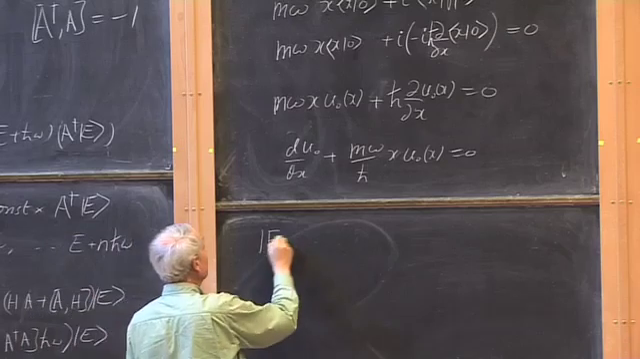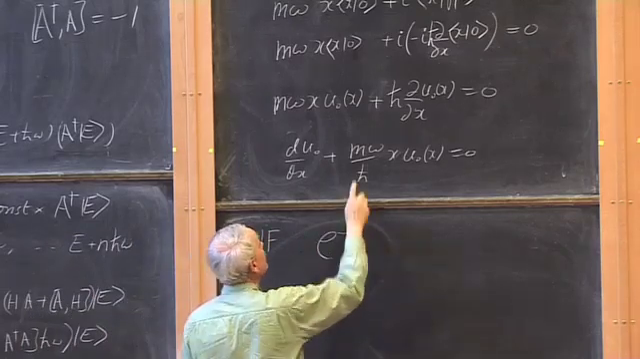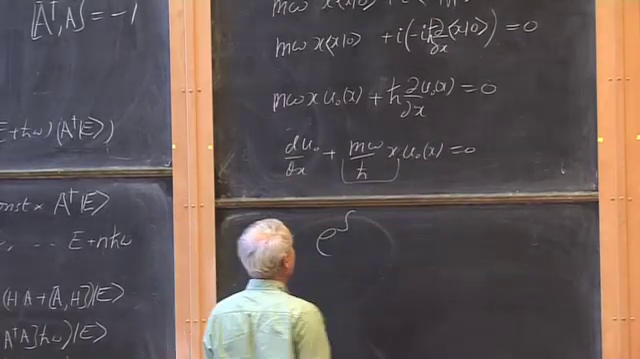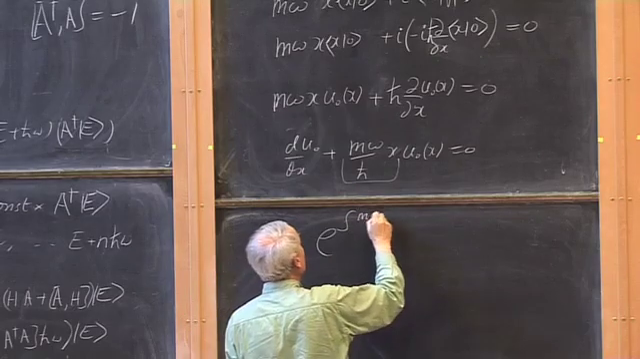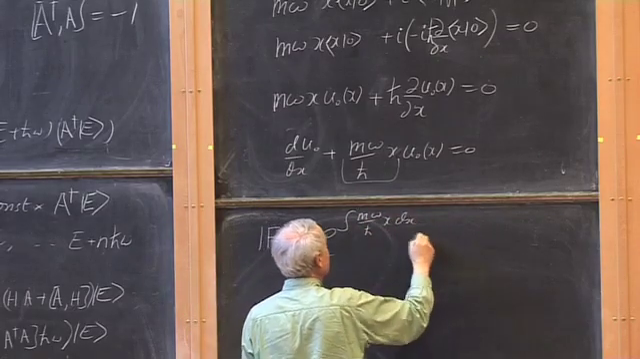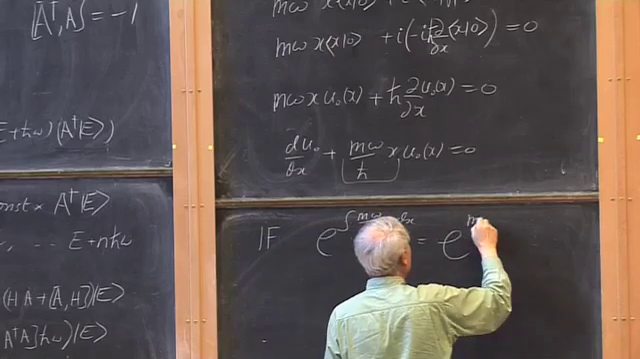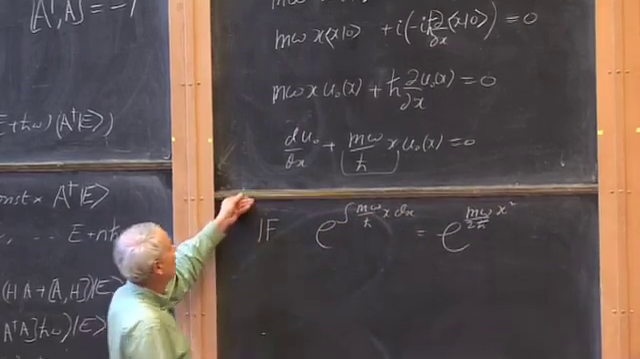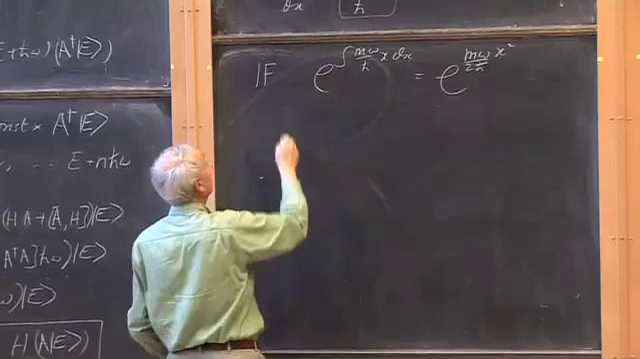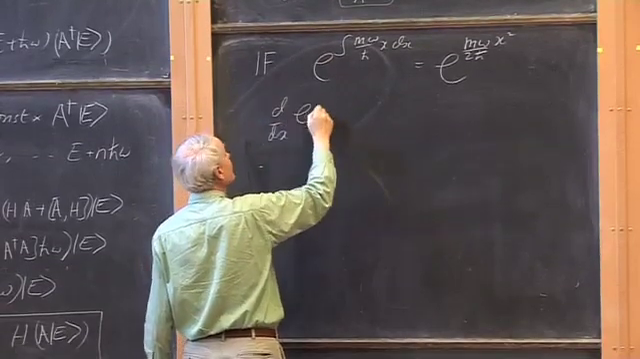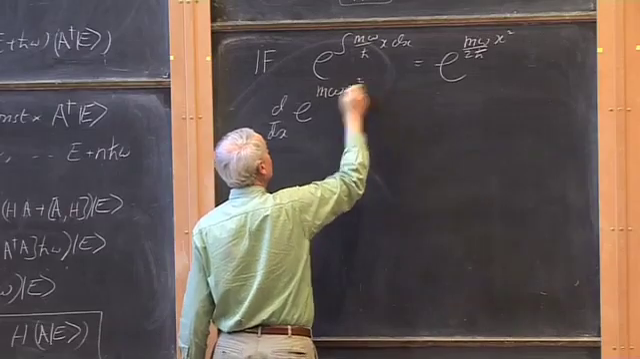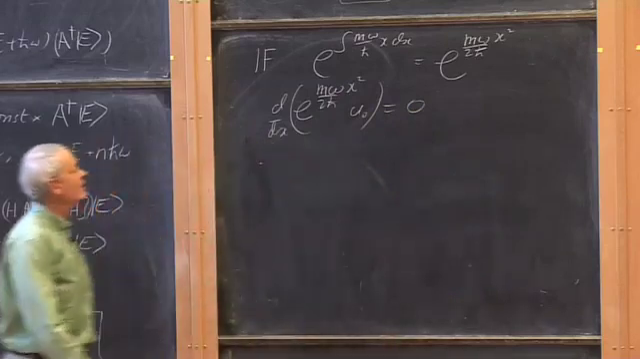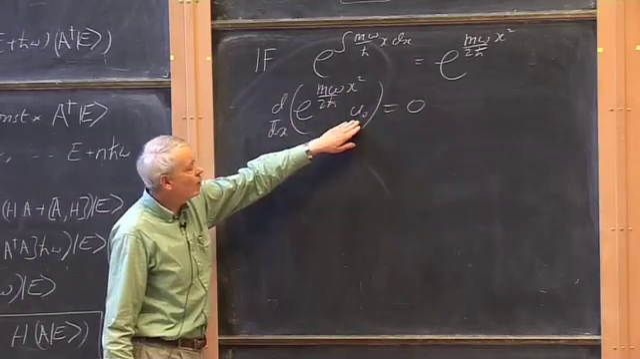It has an integrating factor, which is e to the integral of the coefficient of the constant term, the non-derivative term, this term: e to the integral of m omega over h bar x dx, which is clearly e to the m omega x squared over 2 h bar. That's its integrating factor. If you multiply by the integrating factor, the equation says that d by dx of the integrating factor times u naught is equal to the right side, which happens to be 0. Ergo, this quantity here is a constant.